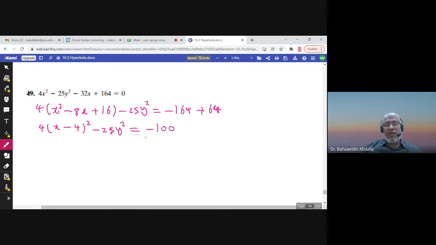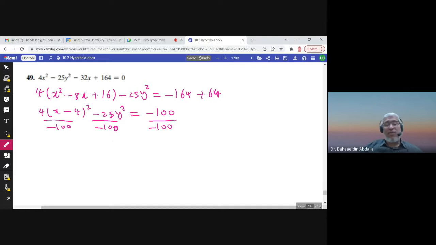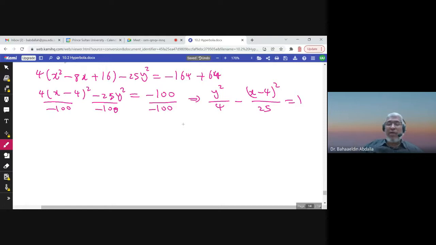And if it is negative 100, I have to divide by negative 100, and the signs would be changing. So x is not positive in this case, x would be negative. Here I will have y squared over 100 over 25 is 4. And then this one would be negative x minus 4 to the power 2, 100 over 4 is 25, equals 1. And now the center is 4 and 0. Okay. And you just draw the graph as usual.